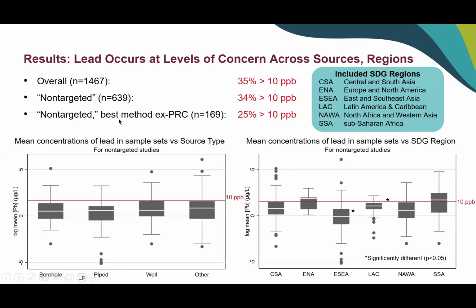And now, a lot of studies use different methods. Some are more sensitive, some are less. But of those non-targeted studies that use the most sensitive analytical methods, so that's inductively coupled plasma mass spectrometry, we looked at 20 to 25% of those samples exceeded 10 parts per billion. And we'll talk more about this later, but it's worth noting that data from China were qualitatively different than data from other countries in the study. And so when we look at all of the non-targeted best method studies, not including data from China, we see about 25% of reported results exceeding 10 parts per billion.